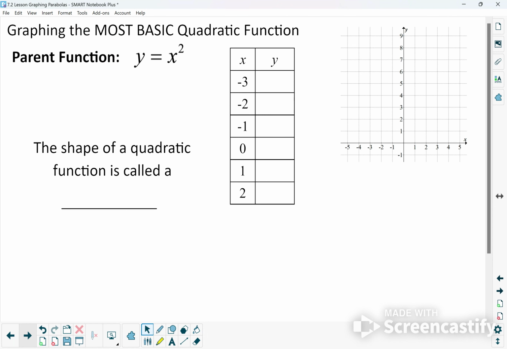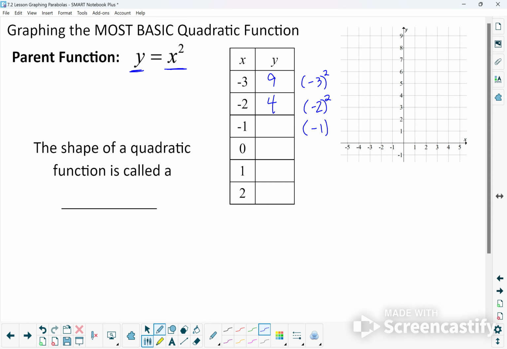Last class we graphed absolute value functions, and they had a V shape. Let's figure out what shape a quadratic function has. For our table of values here, we're just going to be squaring each of those inputs. So our output is just the number squared. If I have a -3 and I square it, I'm going to get 9 as my answer. -2 squared, which is -2 times -2, gives me 4.